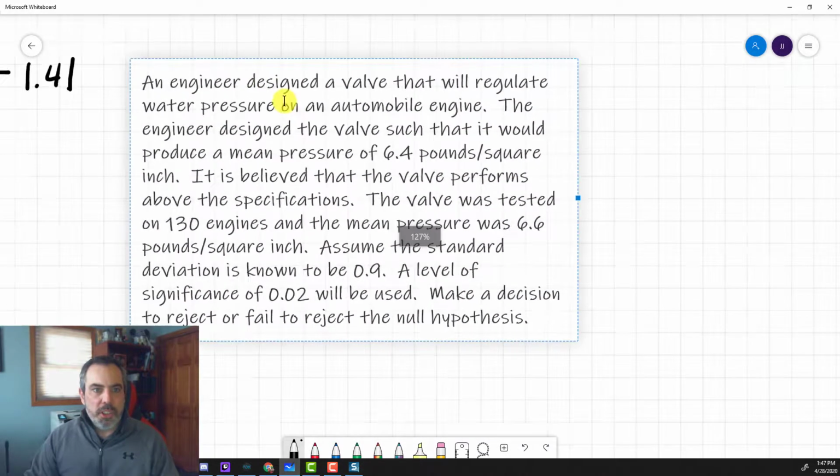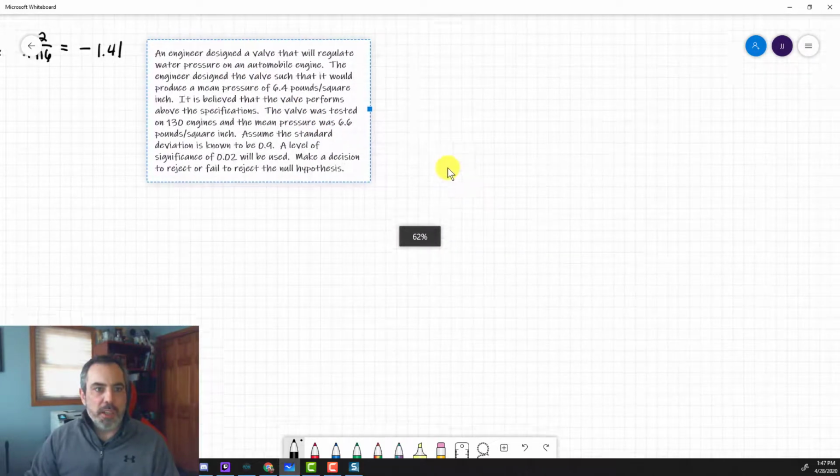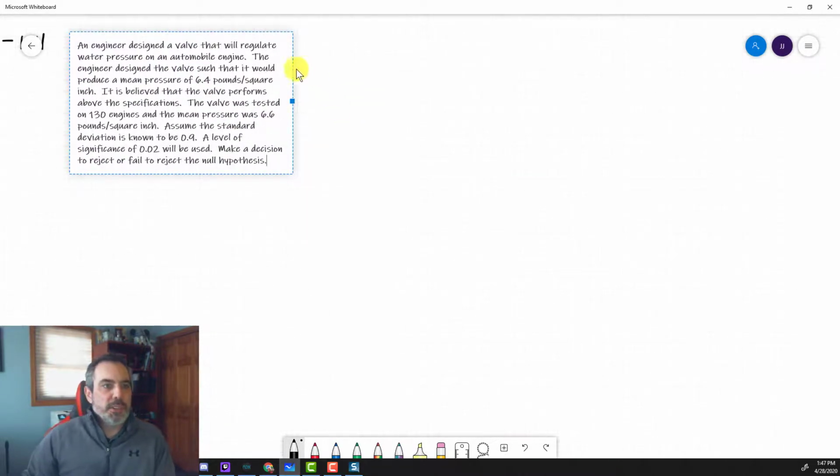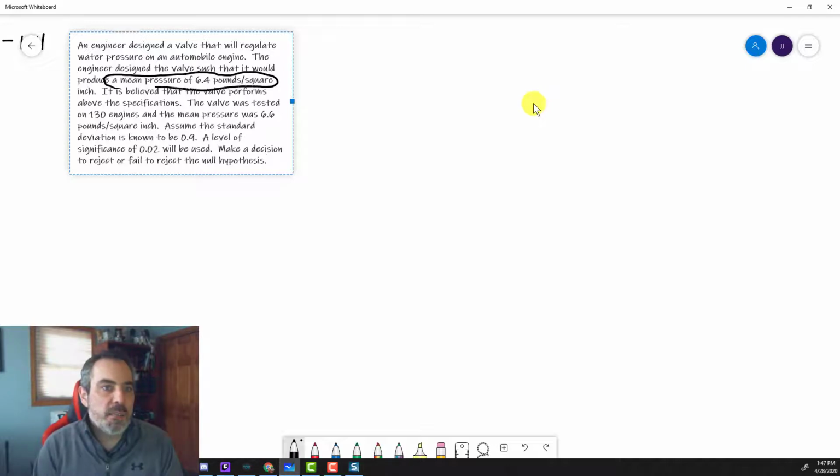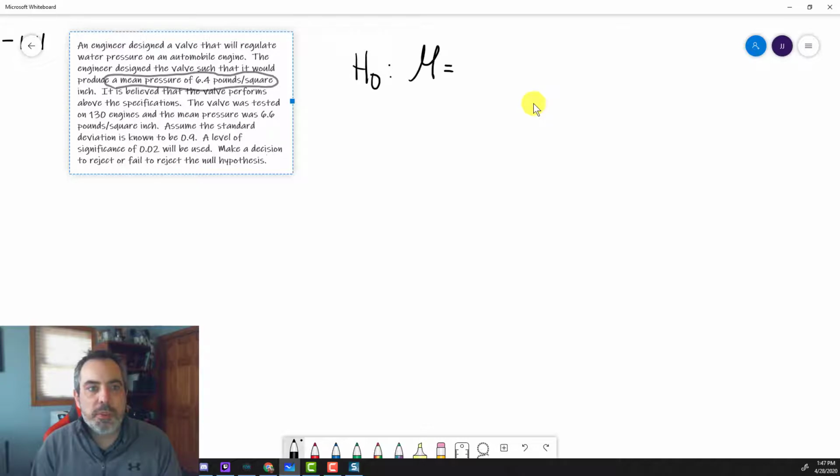This problem: an engineer designed a valve that will regulate water pressure on an automobile engine. The engineer designed the valve so that it would produce a mean pressure of 6.4 pounds per square inch. That is my claim. My null hypothesis is that the mean is equal to 6.4 pounds per square inch.